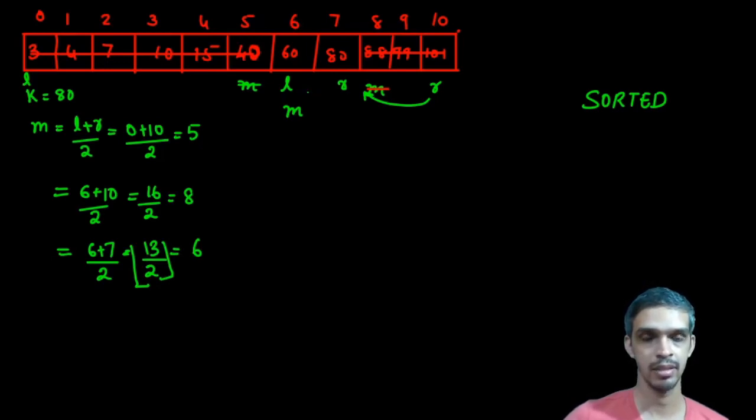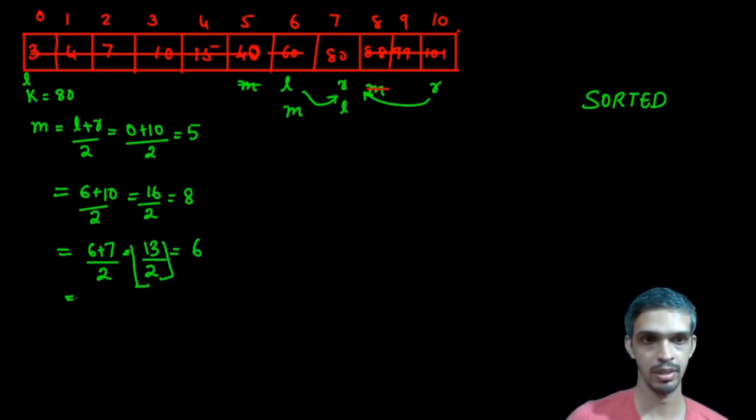So again we will be checking. So we can see that 80 is greater than 60, which means that there is no point in looking at the left elements. So what we will be doing is we will be moving the L to the right. So L equal to R equal to 7.